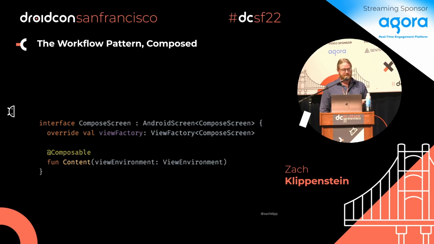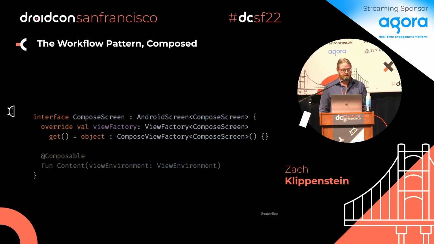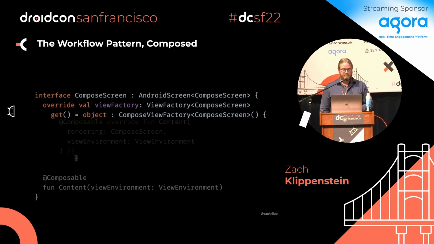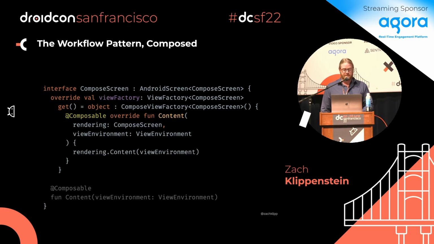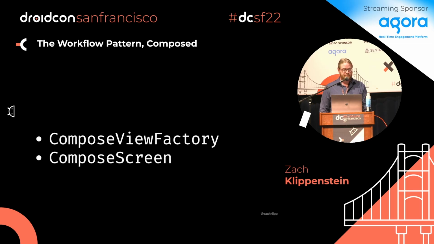It looks just like the other content function on compose view factory, but you might notice it doesn't actually take our rendering as a parameter, because the rendering that it's showing is just this. And then we need to create a compose view factory. We'll override content and just call the content method on the rendering. All right, so that's compose view factory and compose screen. Let's look at some examples of how we might use them.